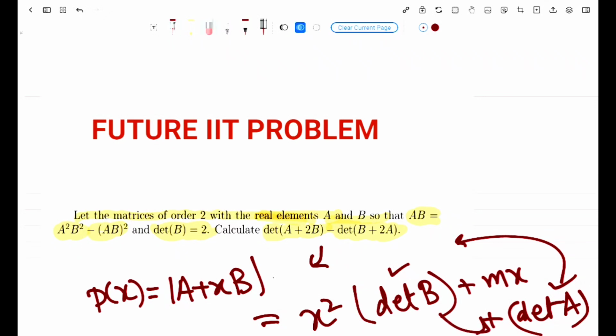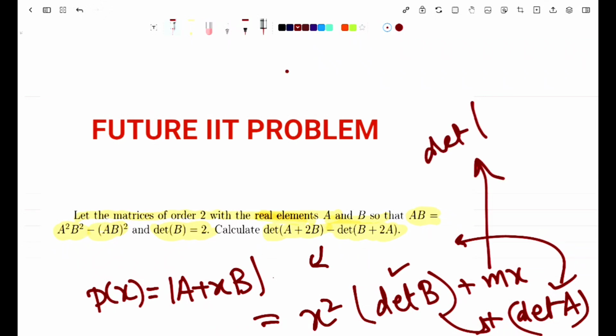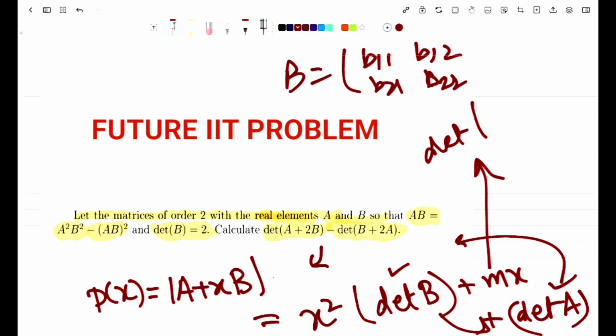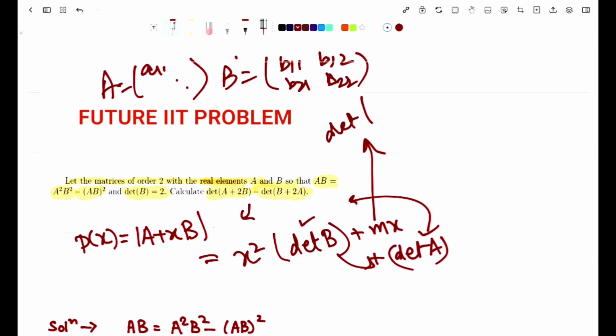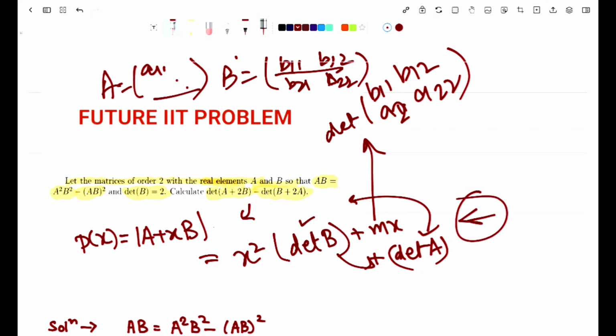That must be there, and the value of m is basically the determinant of, let's say B can be represented as B11, B12, B21 and B22. In a similar way, let us say that A can be represented as A11 and so on, right? Then basically we say that it is a determinant of B11, B12 and A21, A22, right? The first row of B and the second row of A. You say it like that, right? That is the value of this expression.